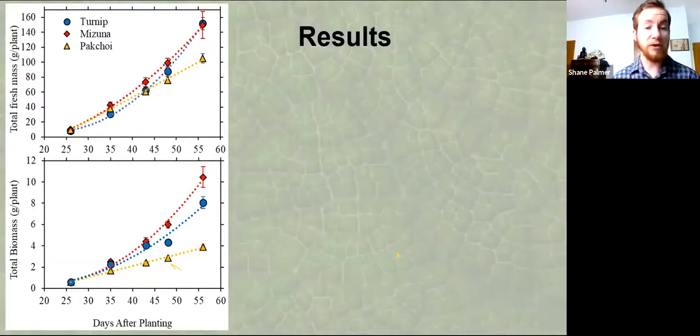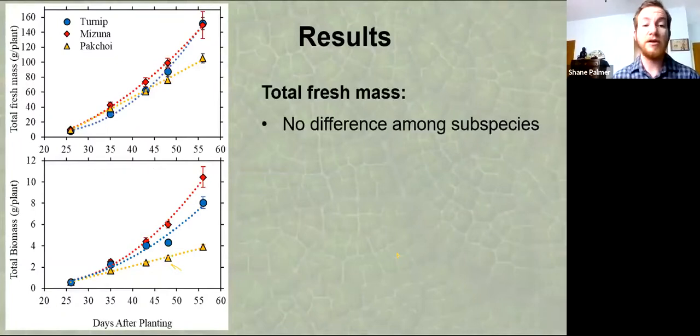This is the total fresh mass on the top. Over time, we did not see any difference among the subspecies. They were pretty similar to one another in terms of total fresh mass. They all increased over time, which all that really tells you is that plants grow.